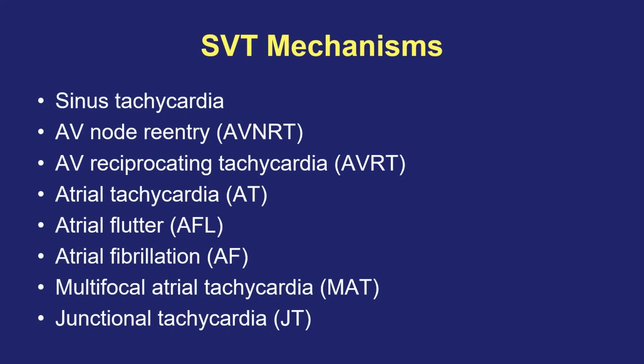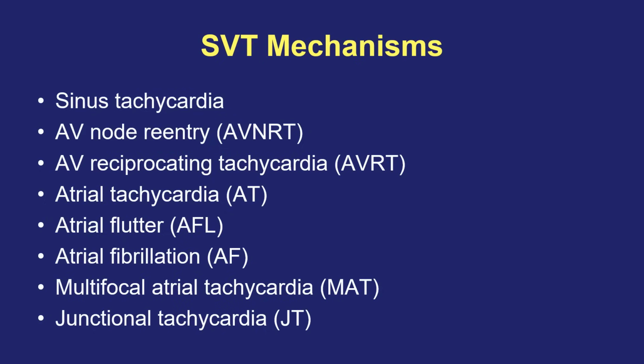Atrial flutter usually has more than one atrial event for each QRS, and there's again a characteristic P wave morphology or flutter wave morphology that you'll see. So usually atrial flutter is relatively easy to distinguish. Atrial fibrillation is perhaps one of the easiest SVT mechanisms to distinguish from all of the others because the atrial activity is chaotic and irregular, and consequently so too is the ventricular response.